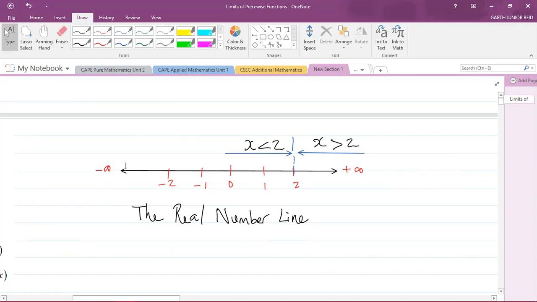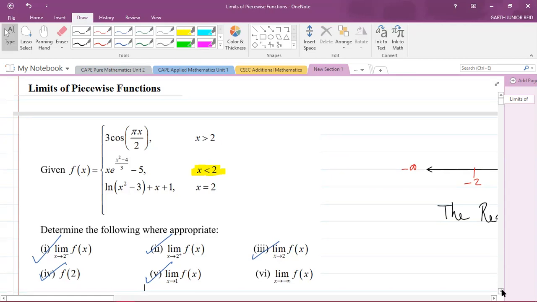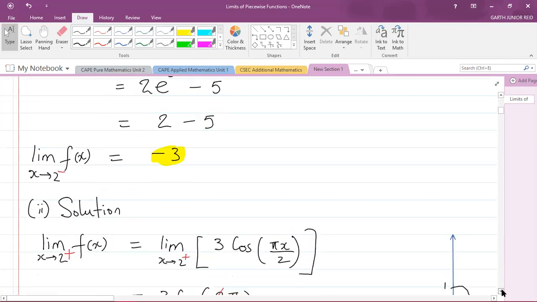If I want to approach negative infinity based on what I'm given in the graph, with the piecewise function, it means that I need to focus on the function which says x being less than 2. Why? Because approaching negative infinity is to the left of 2. That is the reason why I need to focus on the function which says x being less than 2, the same function that we have just worked with previously. So let's just do that here now.